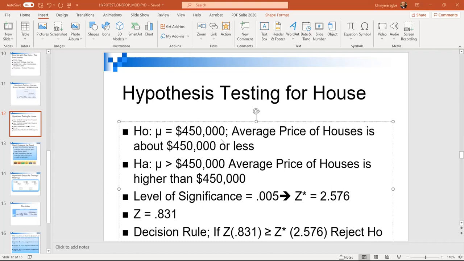So what is the conclusion? That means there is no evidence that the average price of houses is greater than 450,000. As a matter of fact, the evidence indicates that the average price of housing is about 450,000, but it is not greater than 450,000. You get the point now? Yes, we get it.